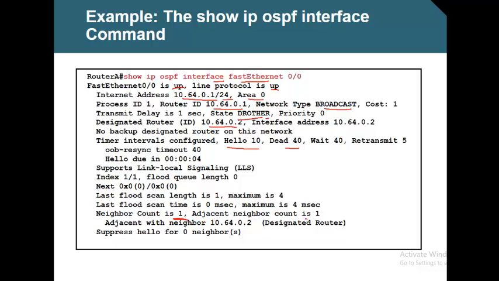Adjacent neighbor count is 1. There is one neighbor, and this is that neighbor's IP address. And the neighbor is a designated router. All right, so this is locally dot 1 at DR other. This is DR.